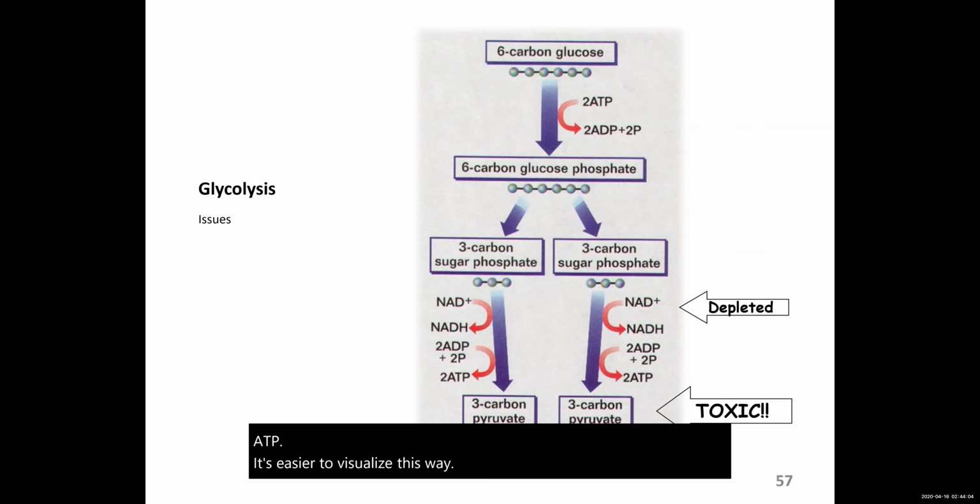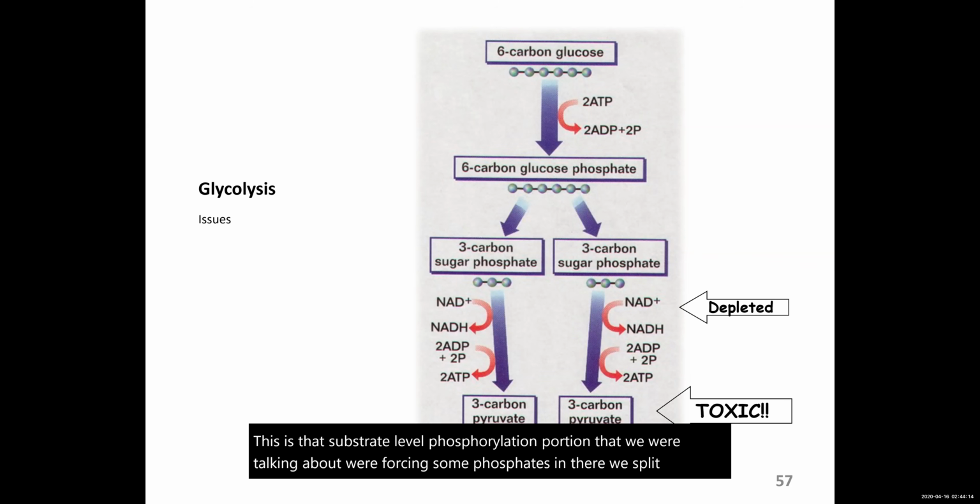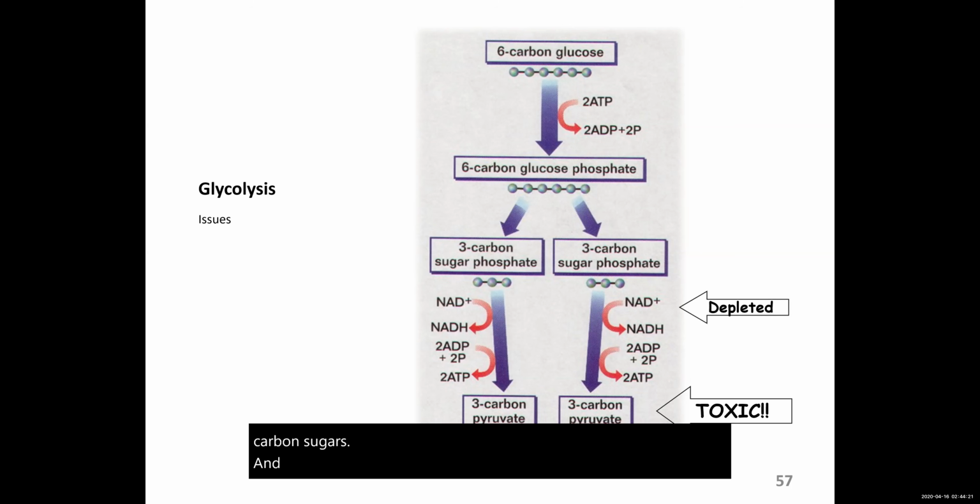The beginning, you add some ATP to make this happen. This is that substrate level phosphorylation portion that we were talking about. We're forcing some phosphates in there, okay? We split it, we hydrolyze it, we lyse it, we break it in half. We get 2 3-carbon sugars, and then ultimately we extract some extra amount of energy.